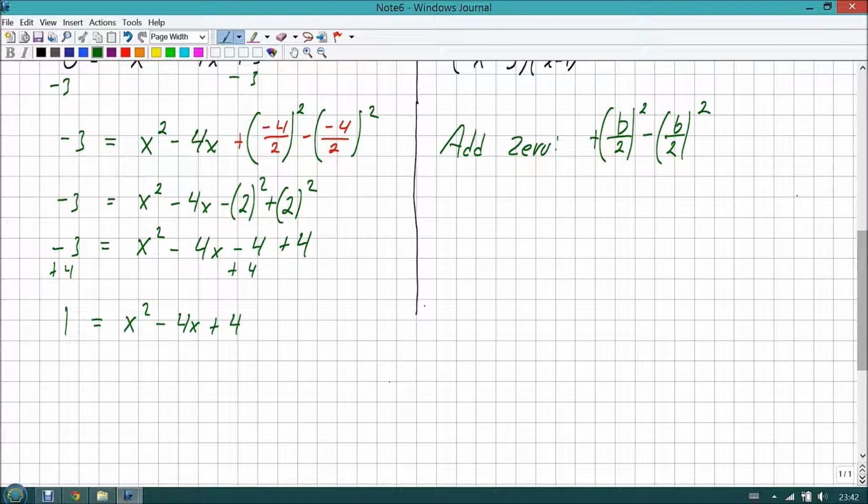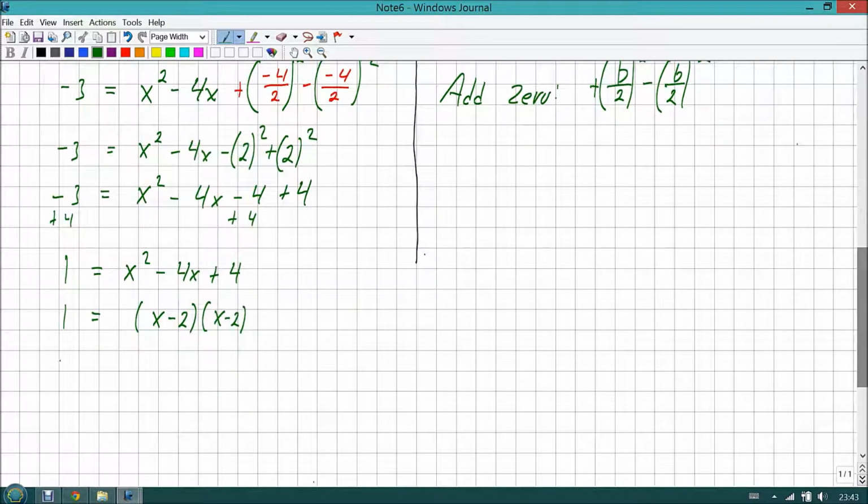And I think we know what this factors into. That factors into x minus 2 times x minus 2, which is really x minus 2 squared. Now we use the same technique that we used in our previous lesson. We take the square root of both sides. The square root of 1 is either positive or negative 1. And then we have that is equal to x minus 2.